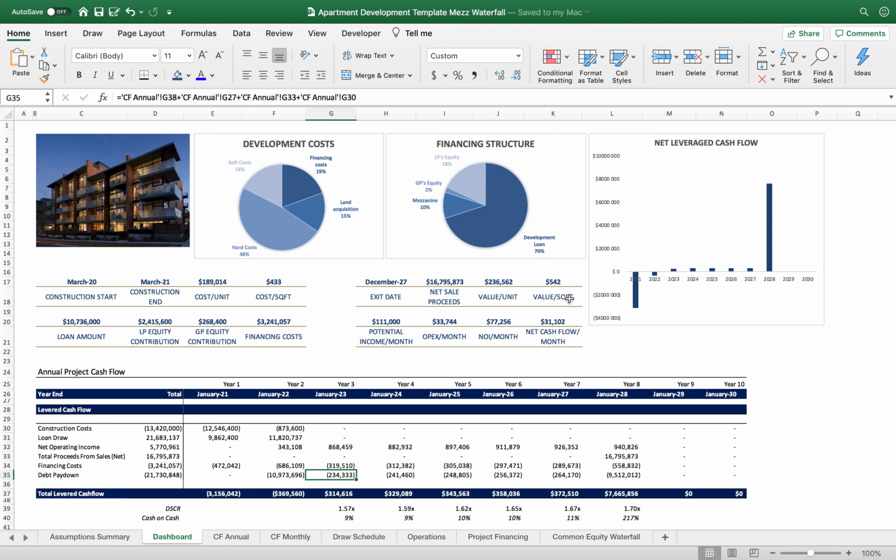Hi everyone, this is a short overview of my prime version of the apartment development model. The purpose of this video is to give you an idea of what to expect after you choose to download. In addition to this, I have prepared a longer, more detailed video guide to this model which will be available for you after purchase. The model consists of 8 main tabs. Let's start from the assumptions tab and then move forward.